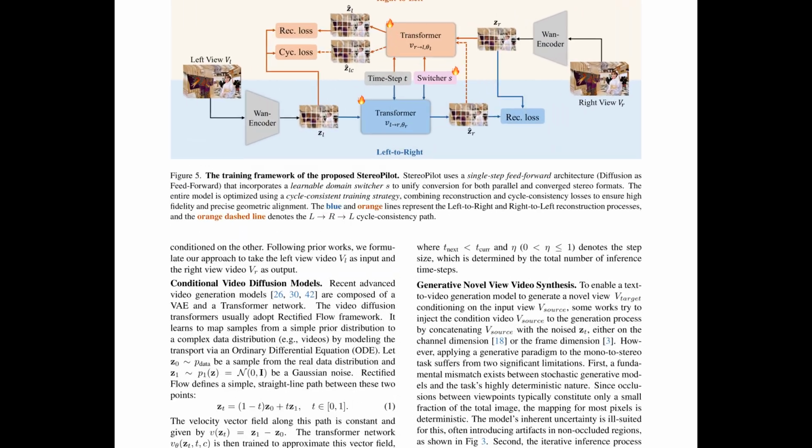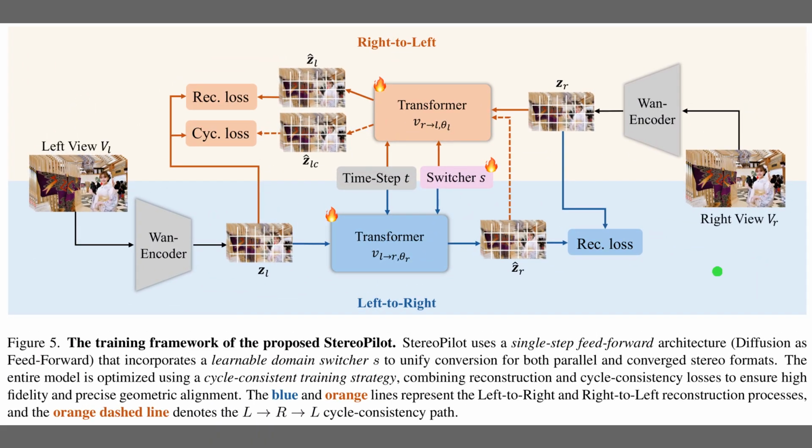Figure 5 shows how StereoPilot trains a single model to predict the missing stereo view while staying geometrically consistent. The full diagram lays out two directions, left to right in blue and right to left in orange, which share the same idea of encoding a video into latents and running a transformer. The domain switcher is a small learned signal that tells the network whether it should behave like parallel or converged stereo. The cycle loss pushes left to match the original, so errors do not drift.